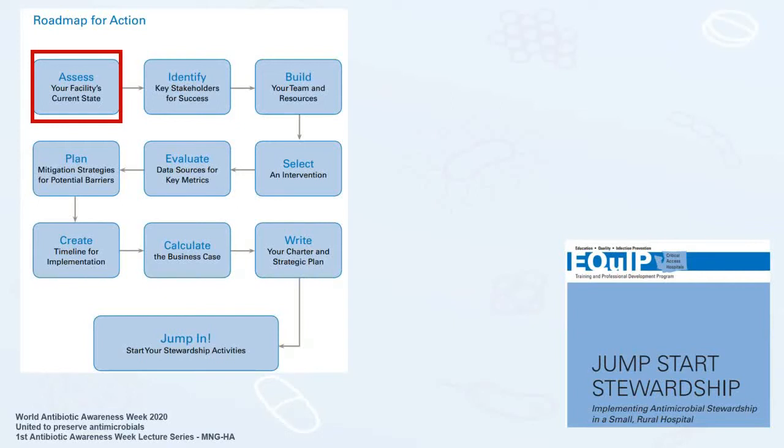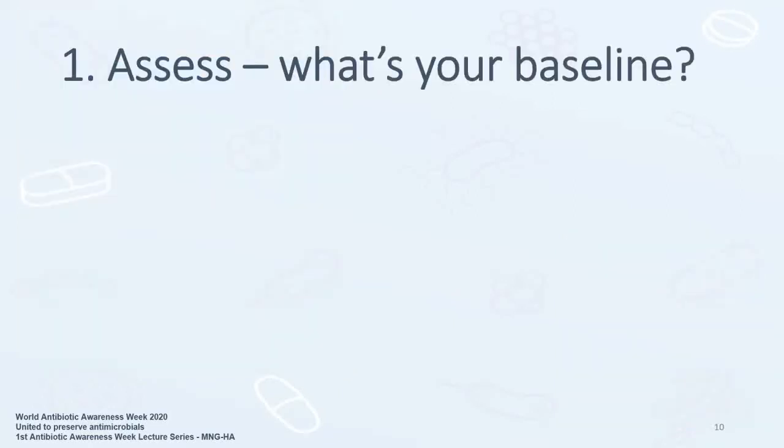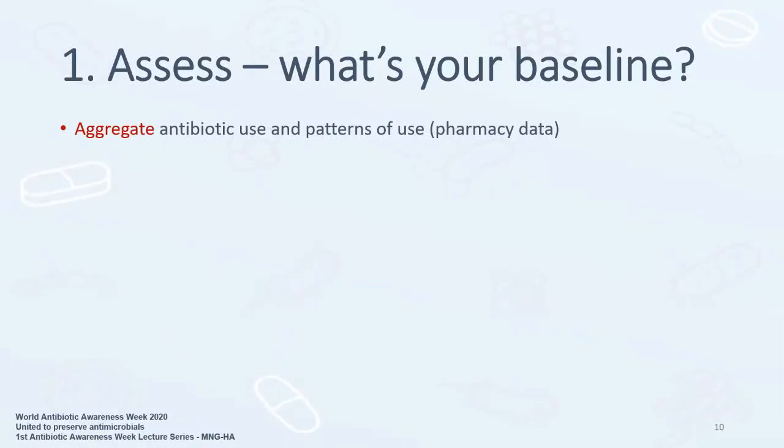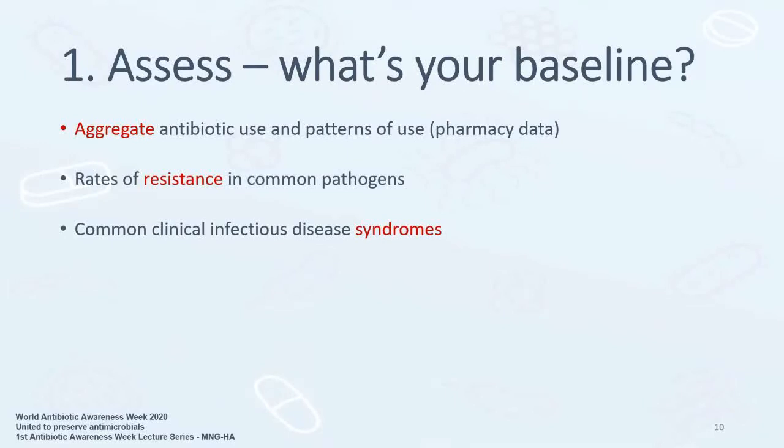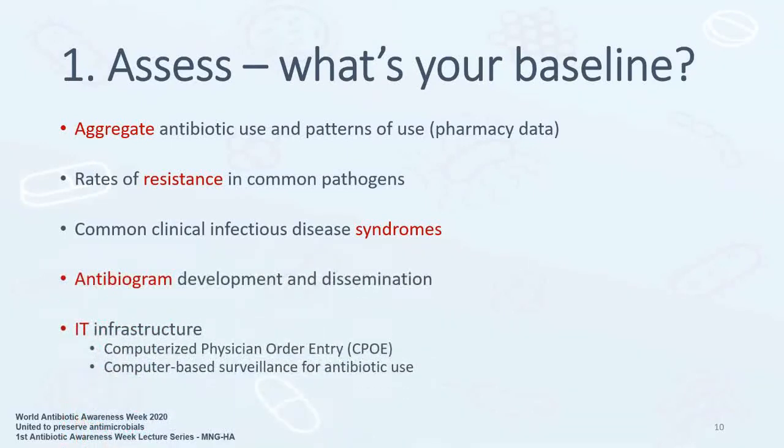There are many recommendations on how to approach surveillance, resistance trends and stewardship. This is just one of them. The first item you can see here in the red box is assessing your facility's current state. Like I said, if you don't know the problem, you won't know how to fix it. So what do you assess? You can assess aggregate antibiotic use, rates of resistance, common clinical infectious disease syndromes, antibiogram development, and of course this is in addition to the use of IT infrastructure if available.